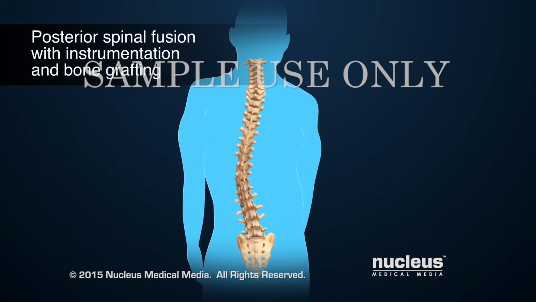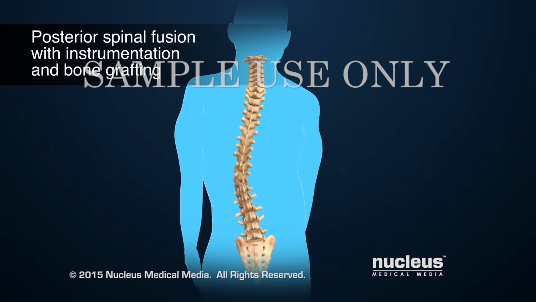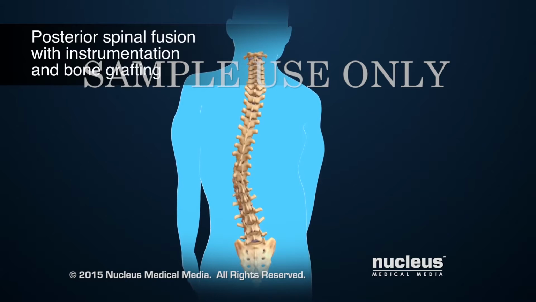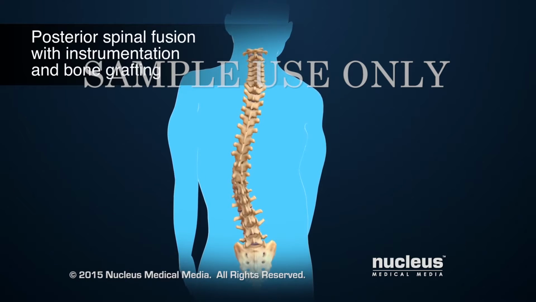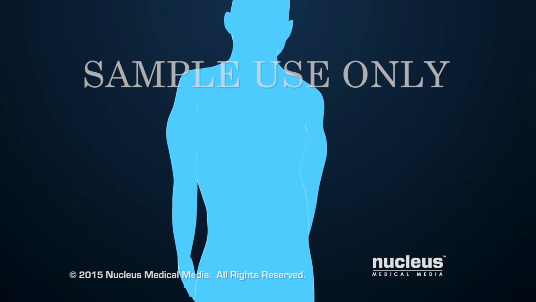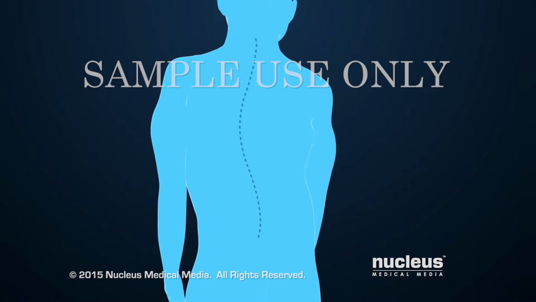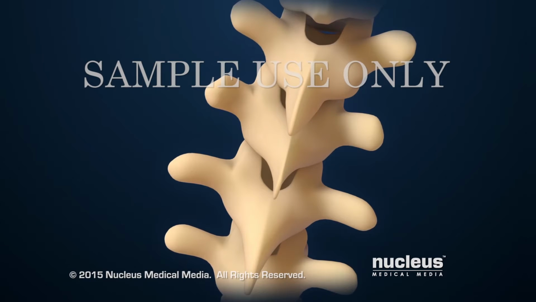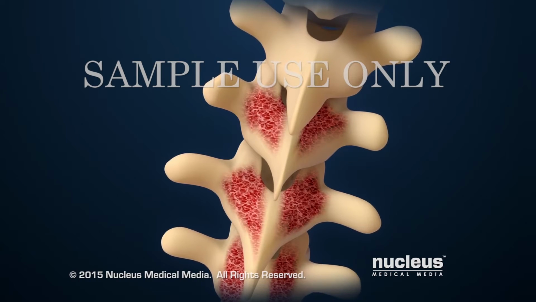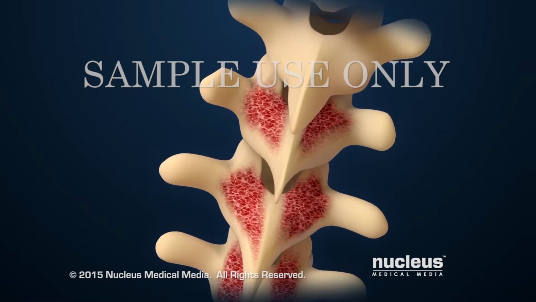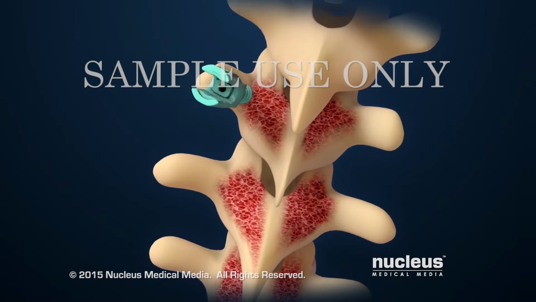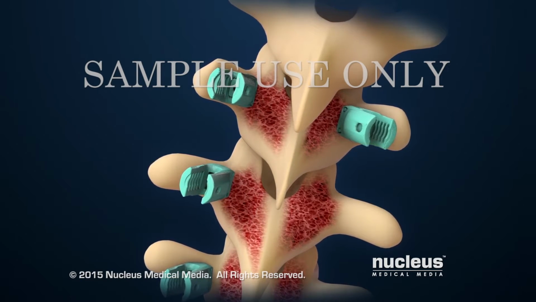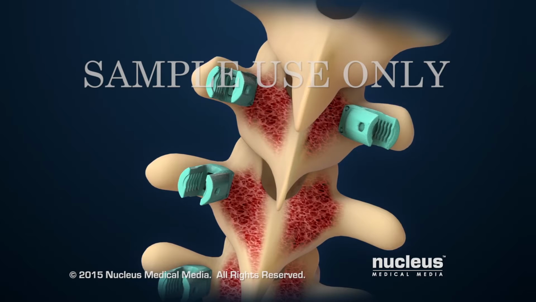The most common surgical procedure to repair scoliosis is called posterior spinal fusion with instrumentation and bone grafting. To begin, the surgeon will make an opening over the area of the curve in the spine. The surfaces of the vertebrae will be roughened to help stimulate the bones to heal together. The surgeon will place screws, hooks, or wires into the vertebrae.